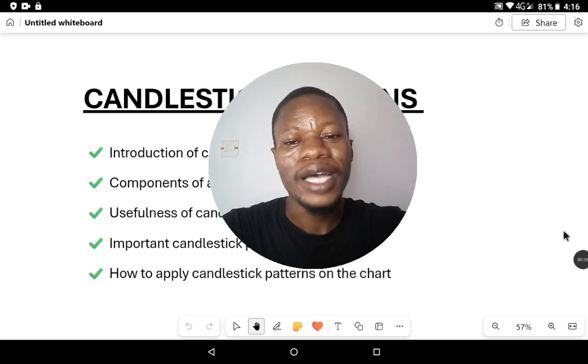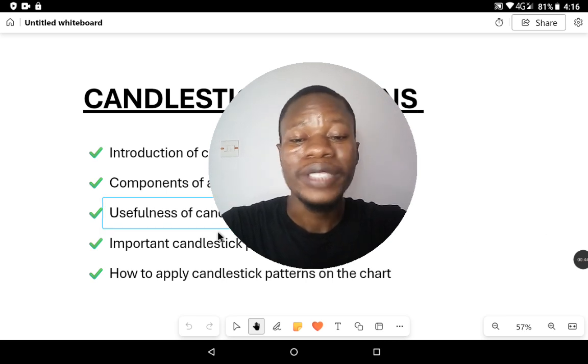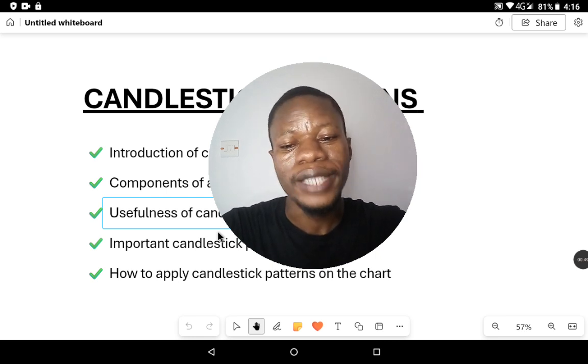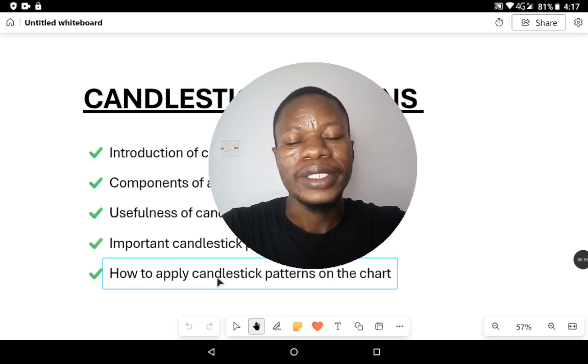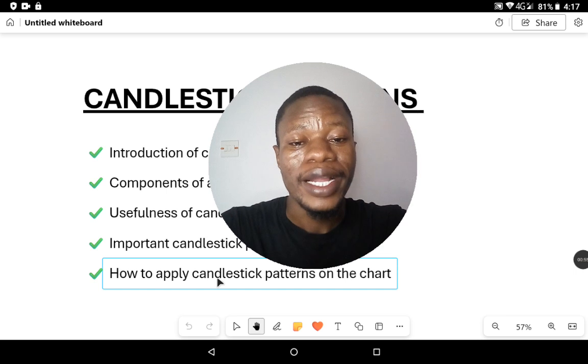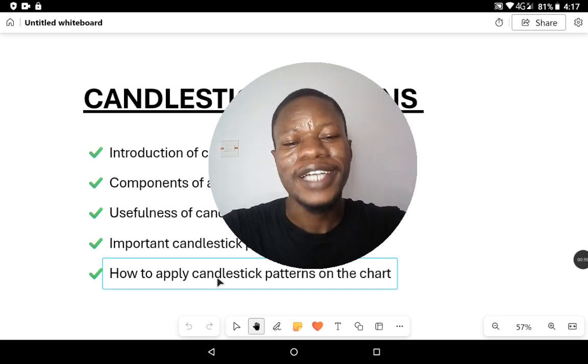So we need to get ourselves familiar with candlestick, then the components of candlestick, usefulness of candlestick, important candlestick formations you should always look out for on your charts, and lastly we are going to see the application of these candlestick formations right on a live chart.